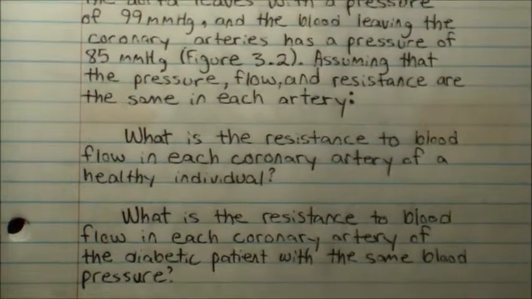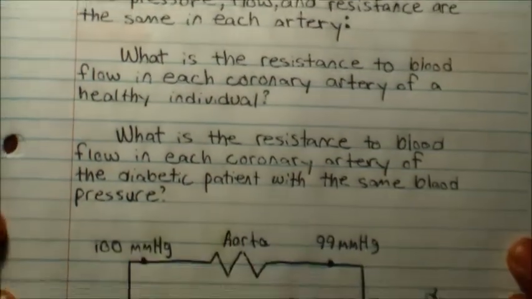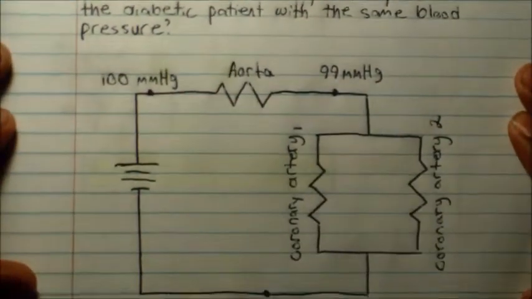Then Part 2 says, what is the resistance to blood flow in each coronary artery of the diabetic patient with the same blood pressure mentioned earlier? And so figure 3.2 is shown here.